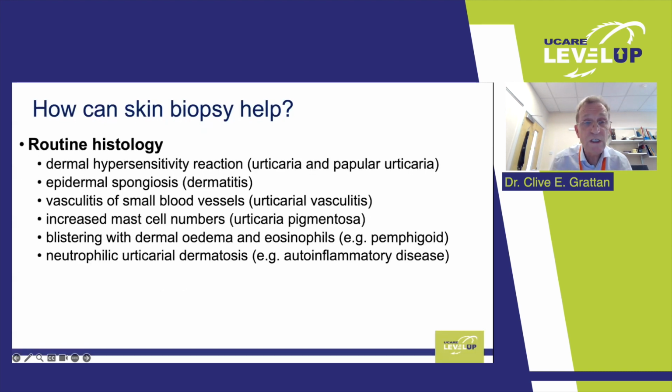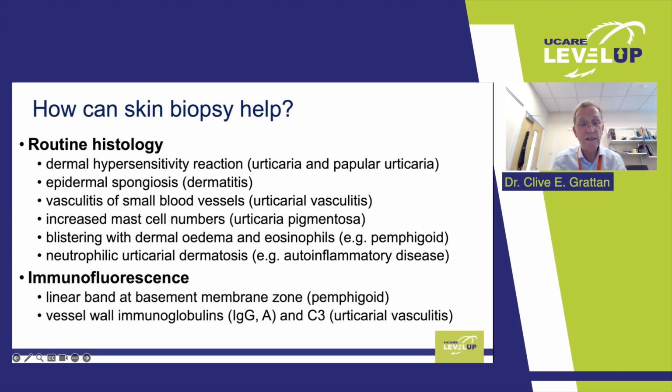In routine histology, you may see a dermal hypersensitivity reaction in urticaria and papular urticaria with eosinophils and maybe neutrophils. In dermatitis, epidermal spongiosis is a feature. In urticarial vasculitis, you will see features of vasculitis of small blood vessels. In urticaria pigmentosa, there will be increased mast cell numbers. In pemphigoid, there will be blistering with dermal edema and often eosinophils. In autoinflammatory disease, there will be a neutrophilic urticarial dermatosis picture. And we'll look at all of these.